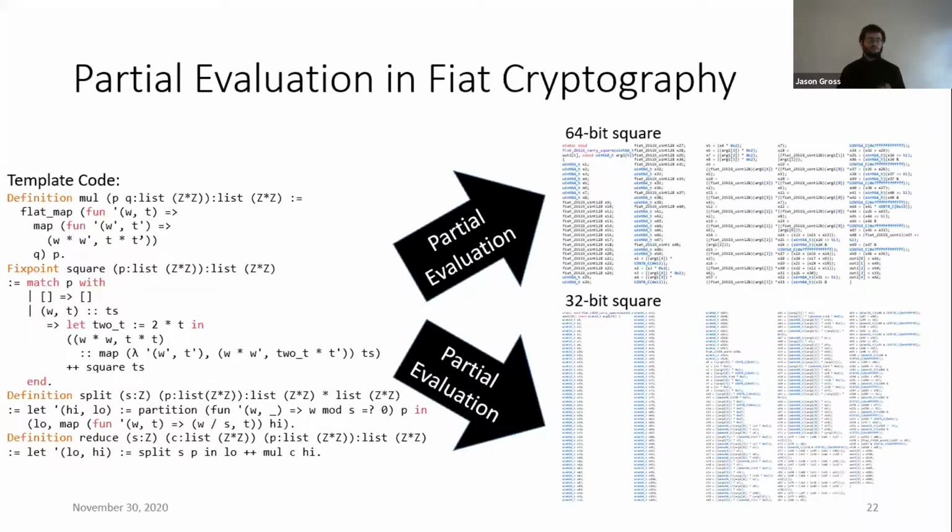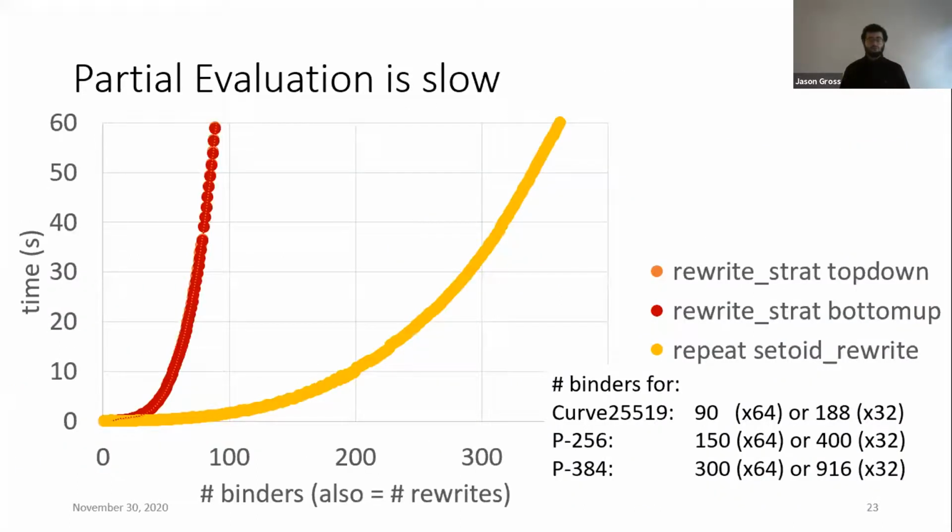In fiat cryptography, we use partial evaluation to take template code, of which you can see an example on the left, and turn it into different instantiations of C code. Here on the right, you'll see some very tiny 64-bit code and 32-bit code for squaring a number. The problem with doing partial evaluation is that the tools that Coq or other interactive dependently typed tactic-driven proof systems give you to do partial evaluation in the proof engine are slow.